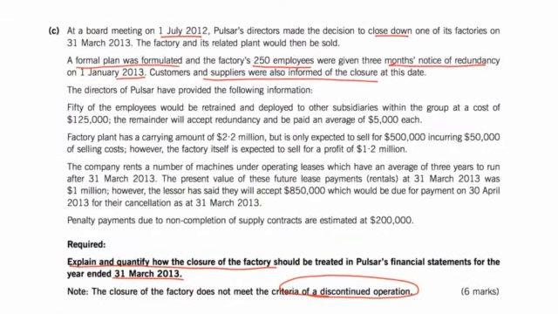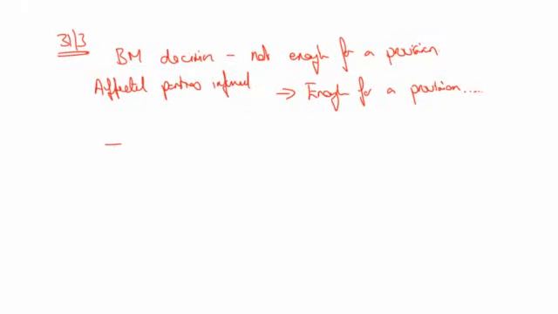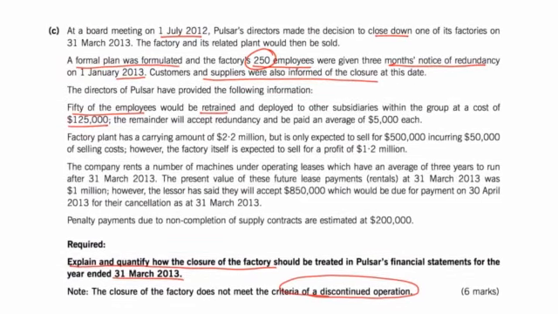Okay, and they've given us the information. 50 of our 250 employees will be retrained at a cost of 125,000. Training costs. Expensed as they occur. Nothing else can be provided for.